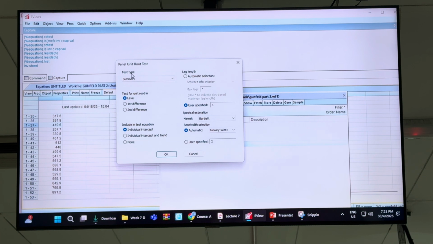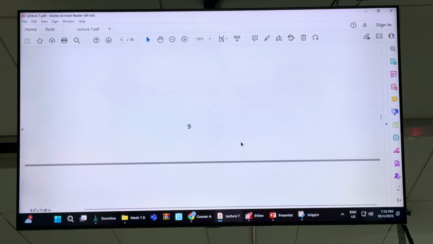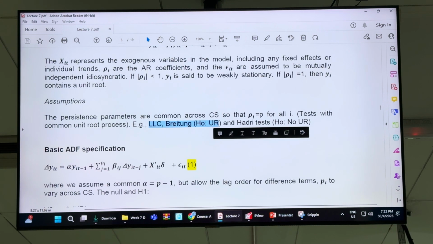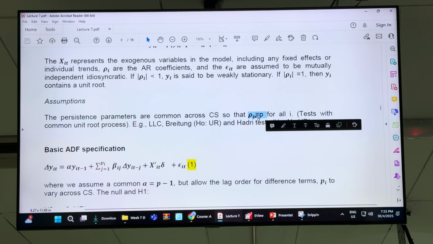So here, test type, once you scroll down, there are tests we're going to discuss one by one. The common root means pi equals to p, just now, right? You see here we have a common root, which I mentioned is LLC and Breitung, right? Let's see, yes, LLC, Breitung, and Hadri. So pi equals to p, this means a common root. So it means with the common unit root process. Okay.